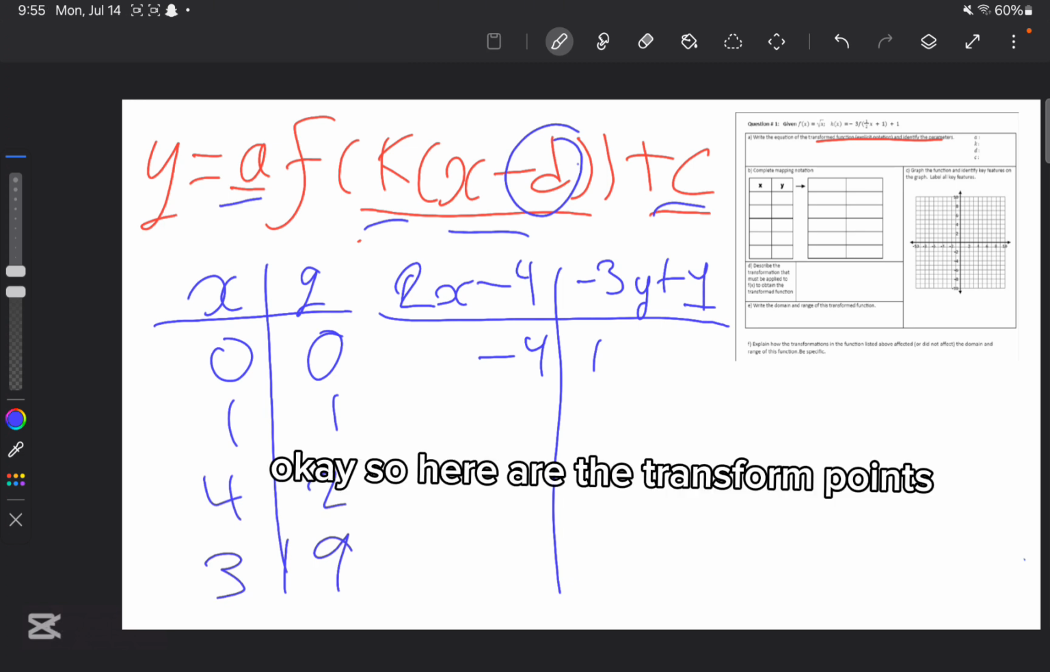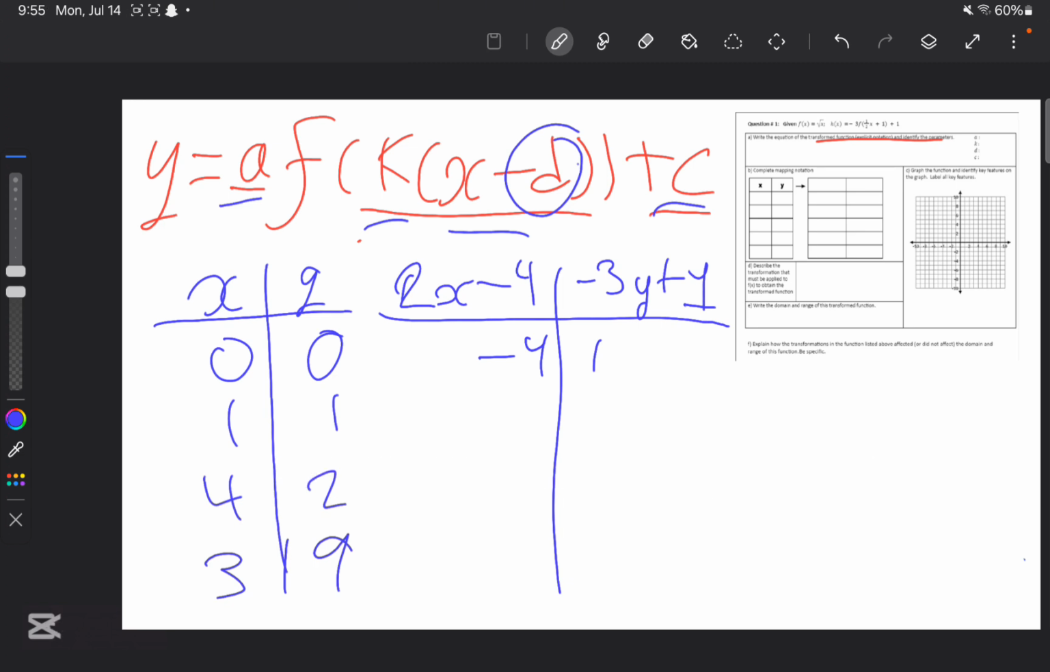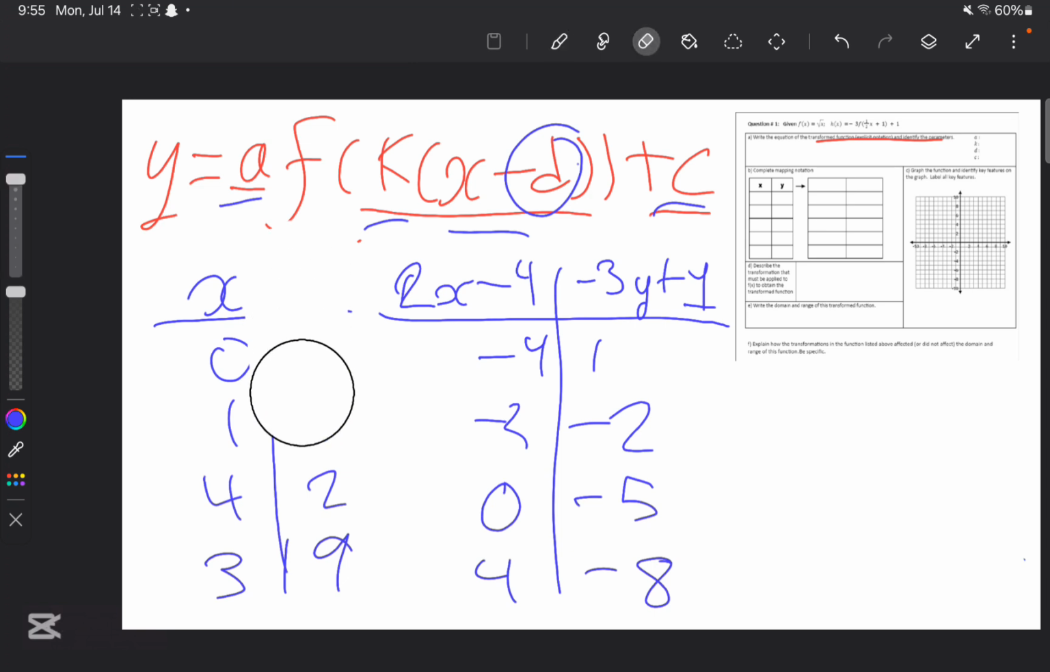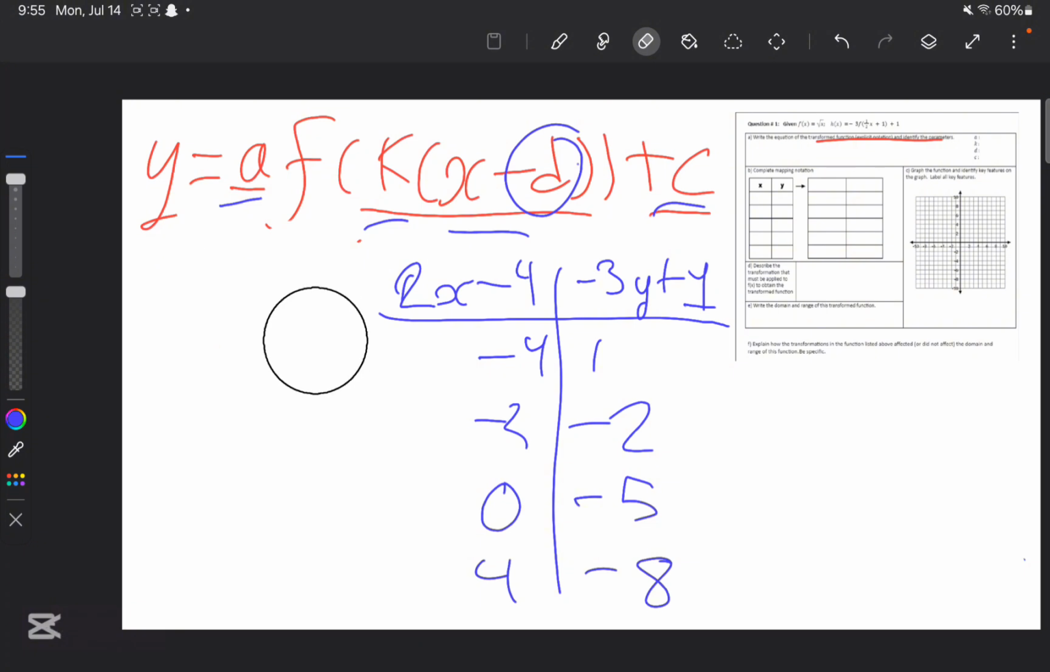Okay, so here are the transform points. The transform points are (-4, 1), (-2, -2), (0, -5), and (4, -8). These are our transform points, and they're going to be very useful for the next question. The next question is to graph this new transformed function, essentially.